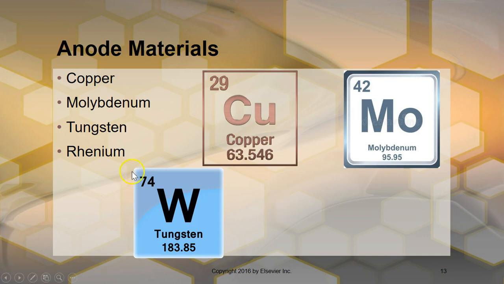So it has a high atomic number, 74, so it's moving on up the chart, and it helps the efficiency of X-ray. So this right here means it can withstand a lot of heat without any damage whatsoever.